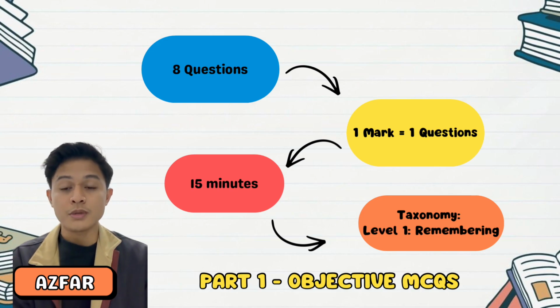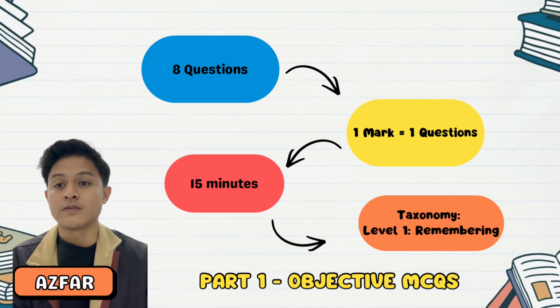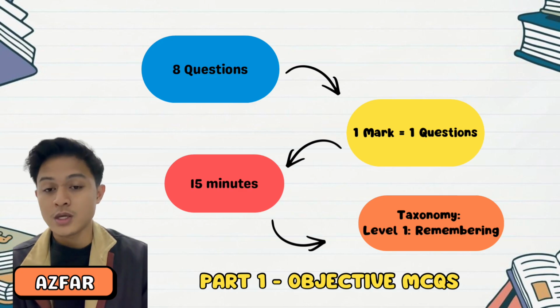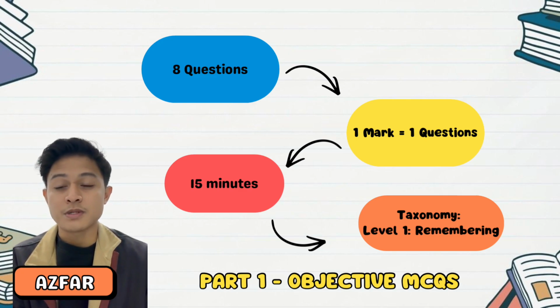Regarding the taxonomy level, these questions fall under lower order thinking skills, LOTS, where the students must retrieve and recognize specific facts. Level 1, which is remembering.